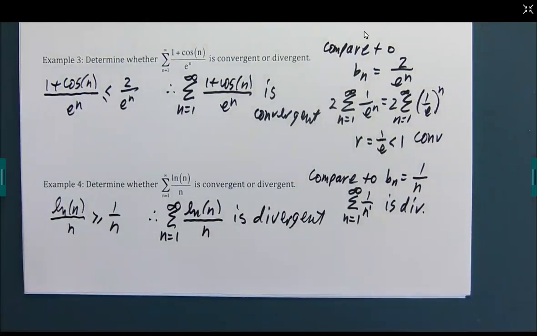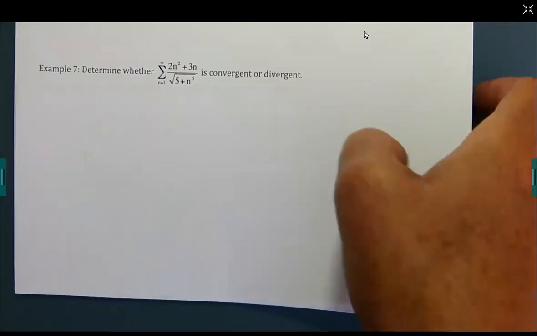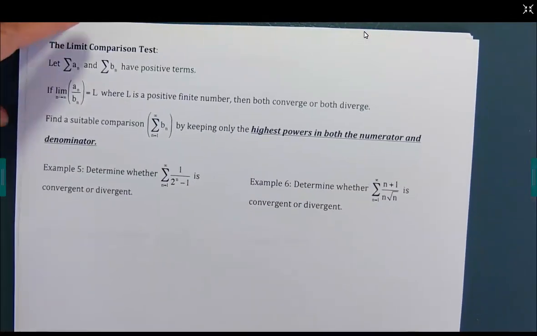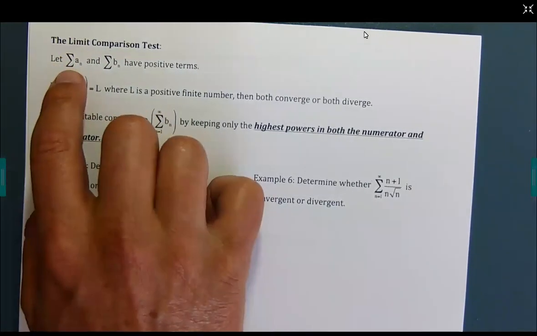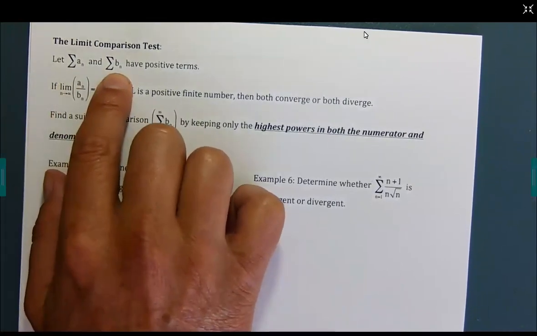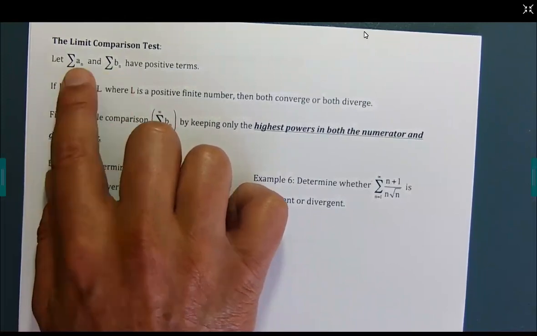And what we're going to do next is a different type of comparison test called the limit comparison test. This one I do like. This one to me is much more useful. So we have our original, that's the a sub n, and then what we're comparing it to, and we're going to do something very similar to what we were just doing to do the comparison. And we're going to assume that all the terms are positive.